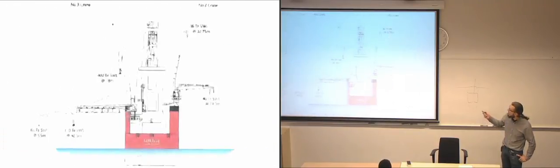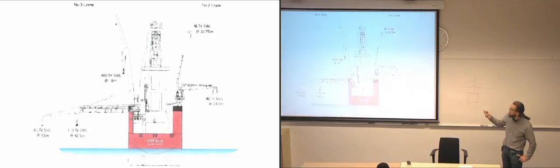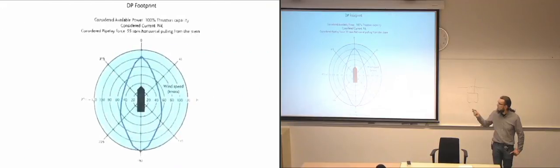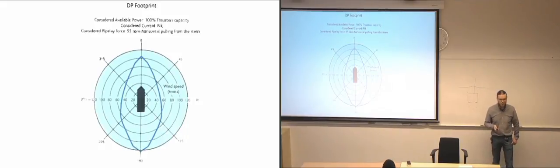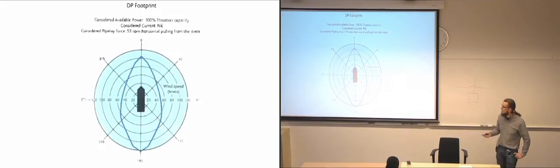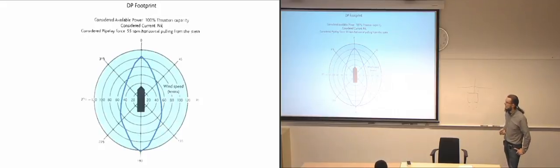So you can see this one actually has 32, almost 33 meters of reach on that crane, 18 meters on that crane, 55 meters on that one. So it can reach quite far to the sides. And here we even have the dynamic positioning footprint for it. So you can see basically the same as we were looking at in the previous lecture with the DP systems.